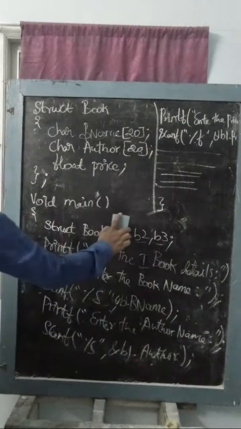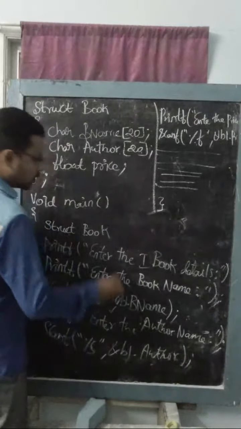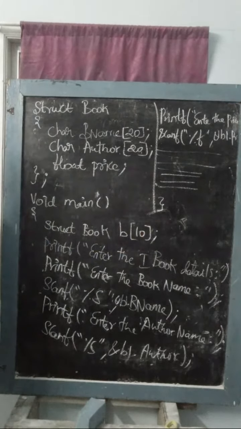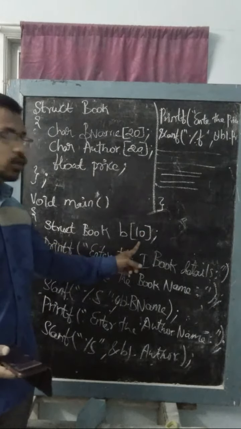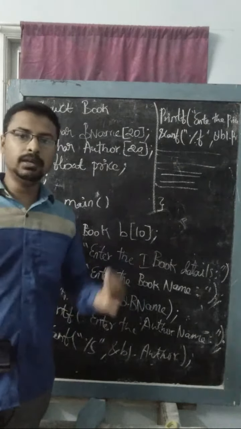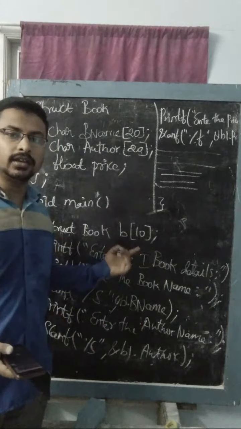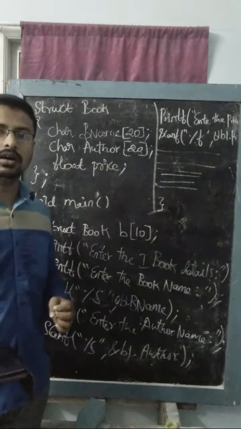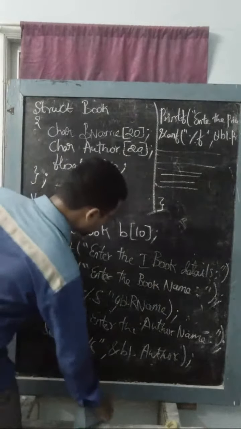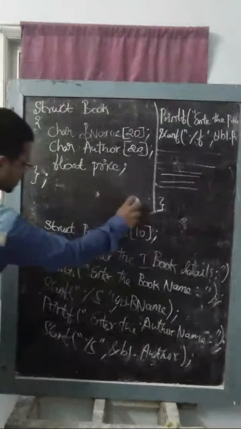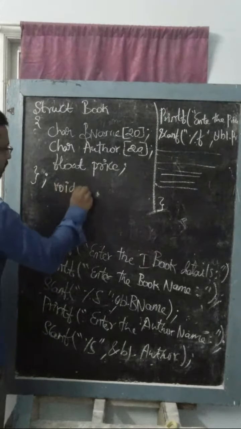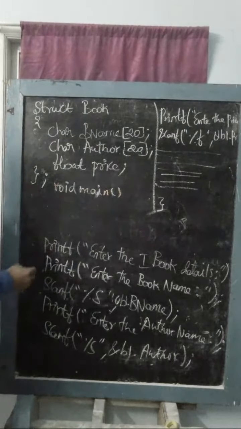So I'm giving a small idea to you. B of 10. The first object is B0, B1, B2, B3, B4, B5, B6, B7, B8, B9. So 10 objects we can create. So how can we access each and every object with the help of a for loop? You can easily access the particular thing. So void main, with the help of a for loop, you can easily get that.